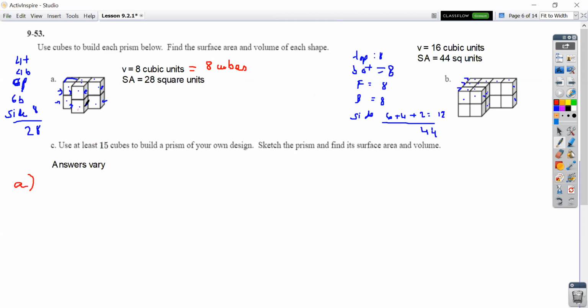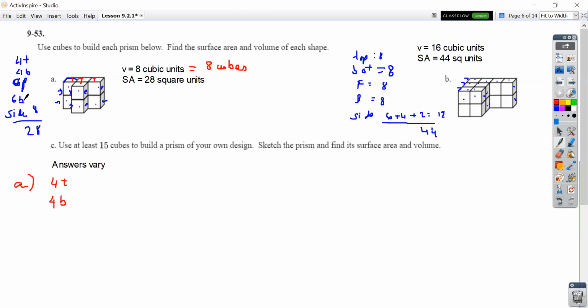So let me rewrite again. The top, so this is the top. Top, top, top. You have 4 of the top. So 4 tops. Since each one of them goes 1 by 1, 4 of them is going to be 4. Okay, let me write down 4 top, 4. So the bottom is the same thing. So we have 4 bottom.